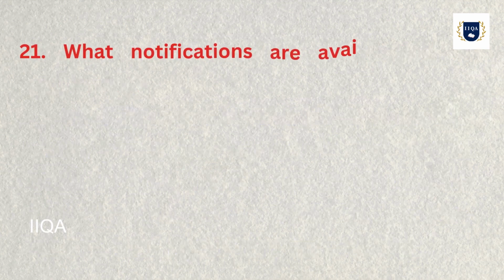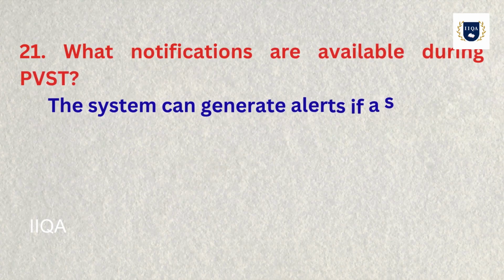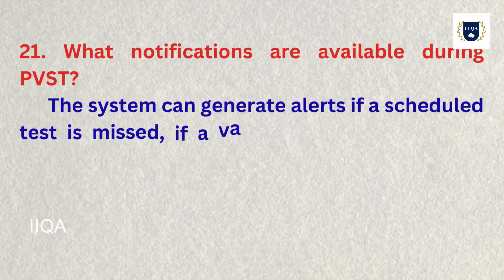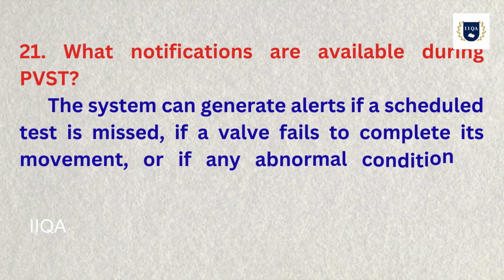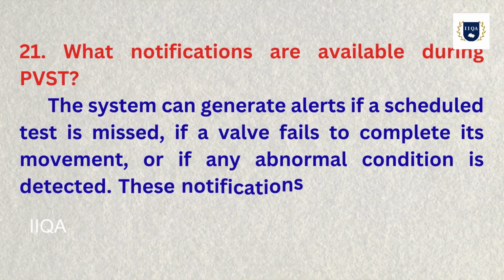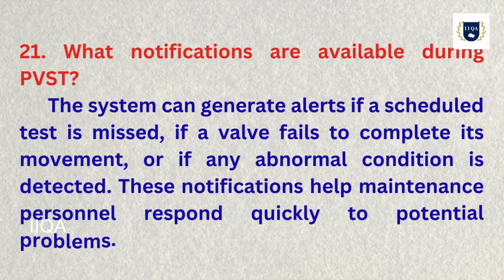21. What notifications are available during PVST? The system can generate alerts if a scheduled test is missed, if a valve fails to complete its movement, or if any abnormal condition is detected. These notifications help maintenance personnel respond quickly to potential problems.